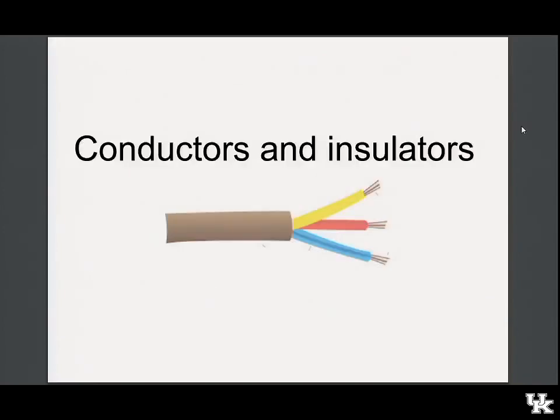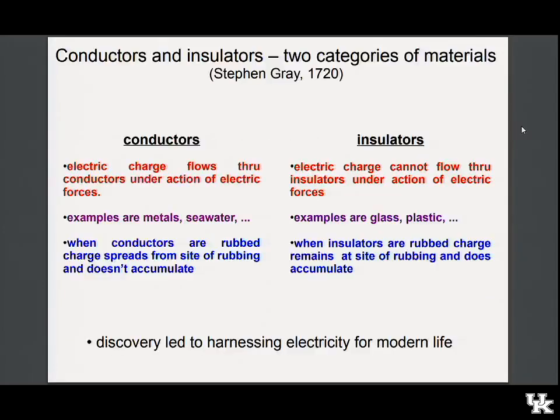Okay, so I wanted to mention conductors and insulators. The whole history of electricity is kind of interesting. It started with the ancient Greeks, right? And then the next two big discoveries were from two English pensioners working, basically, in their living rooms. One we've met, Gilbert, discovered that everything's electrical, basically. The other one, Stephen Gray, discovered that there's two classes of materials.